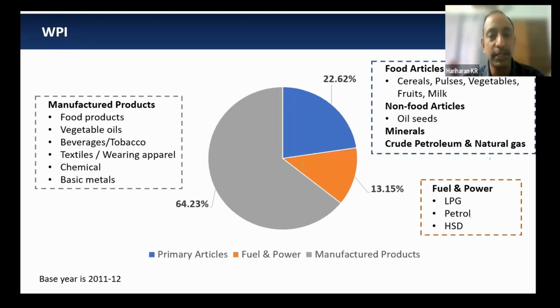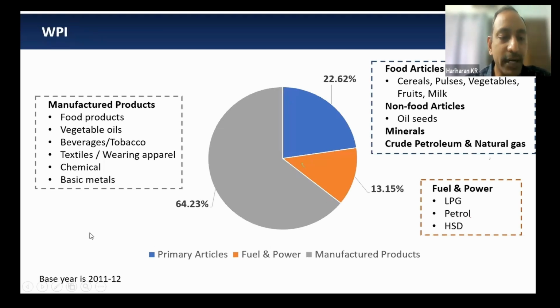So look at the construct. Change in price of the goods in this basket is captured under WPI. Manufactured goods has got food products, vegetable oil, chemicals, and so on and so forth. So you find basically the majority of the weight in the basket in WPI is to do with manufacturing, right? 23% is food articles, and this is also at the wholesale level.